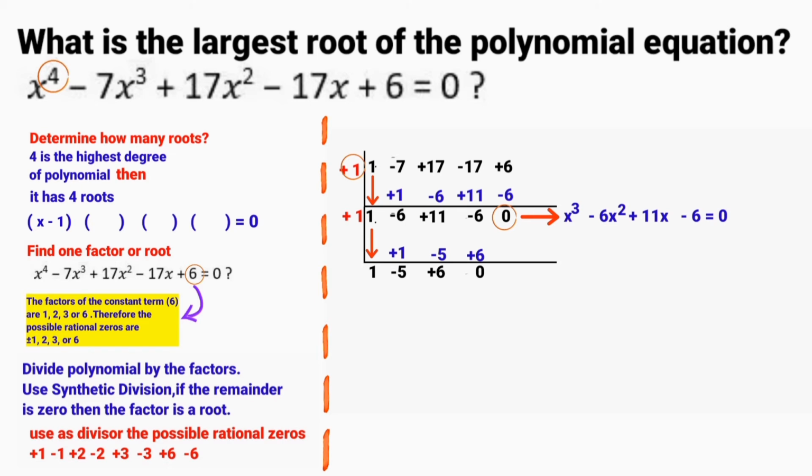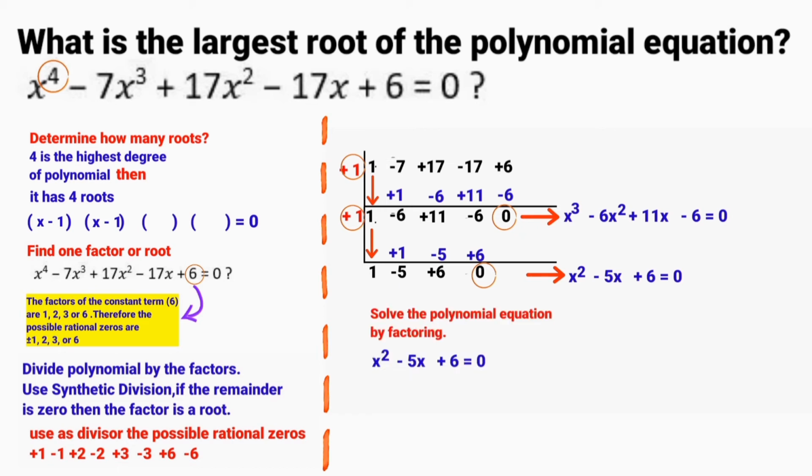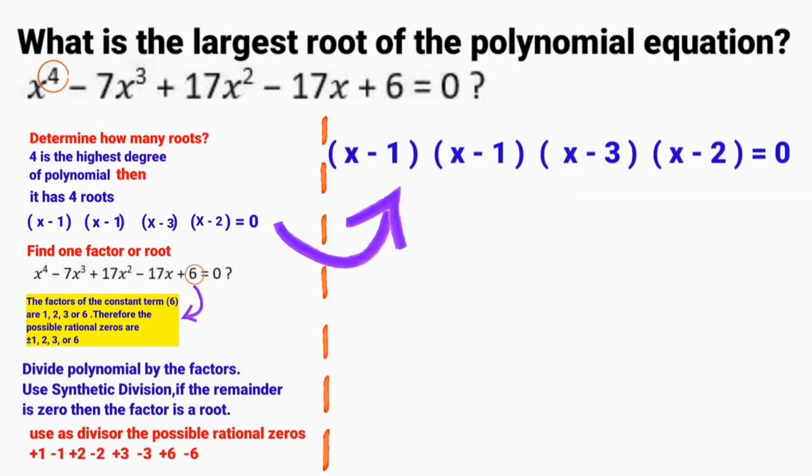And since our remainder is 0, then our equation will be x squared minus 5x plus 6 is equal to 0. Next, we can solve the polynomial equation by factoring. X squared minus 5x plus 6 is equal to 0 can be factored to the quantity of x minus 3 times the quantity of x minus 2 is equal to 0. The factors of the polynomial equation are the quantity x minus 1 times the quantity x minus 1 times the quantity x minus 3 times the quantity x minus 2, which is equal to 0.